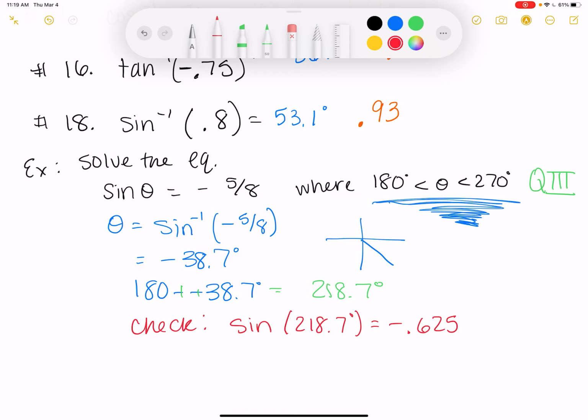Now, in your calculator, do negative 5/8 and tell me what that's equal to. Negative 0.625. So it's right. Yeah. Woo!